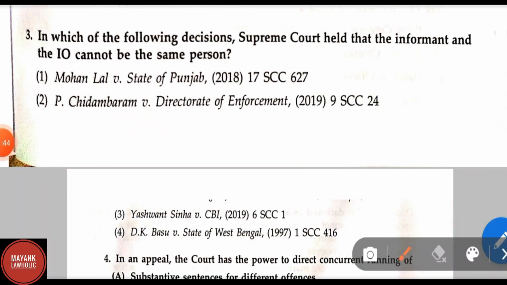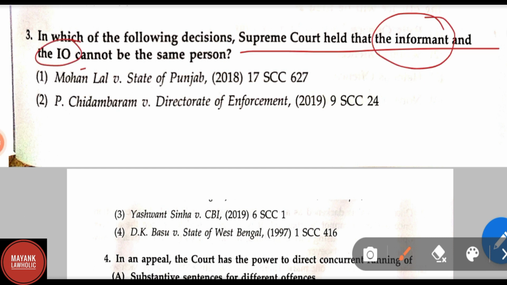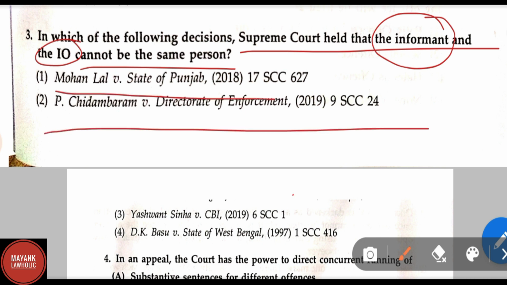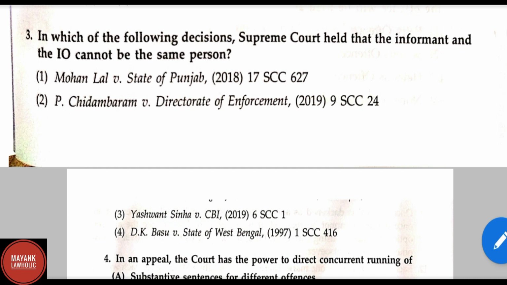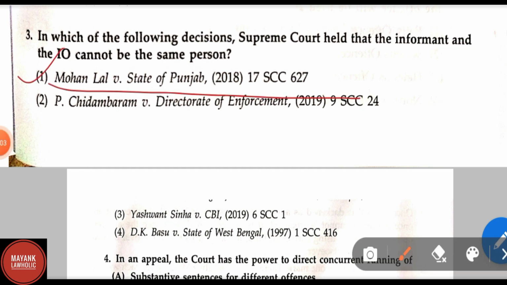Question number 3. In which of the following decisions Supreme Court held that informant and investigation officer cannot be the same person? Options are option 1, Mohanlal versus State of Punjab; option 2, P. Chidambaram versus Directorate of Enforcement; option 3, Yashwant Sinha versus CBI; and option 4, D.K. Basu versus State of West Bengal. Correct answer is option 1, Mohanlal versus State of Punjab 2018. Informant and investigation officer can't be the same person. This is held in Mohanlal versus State of Punjab.